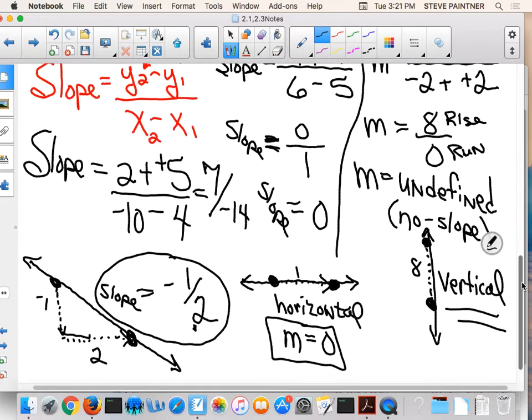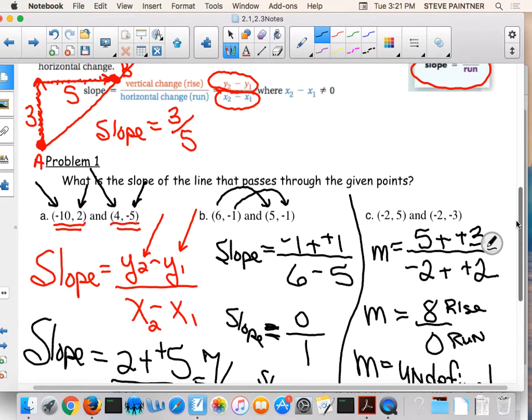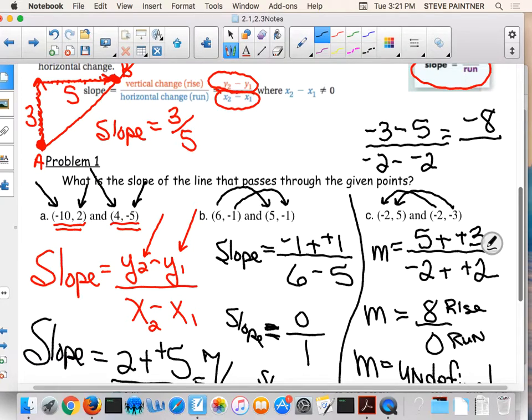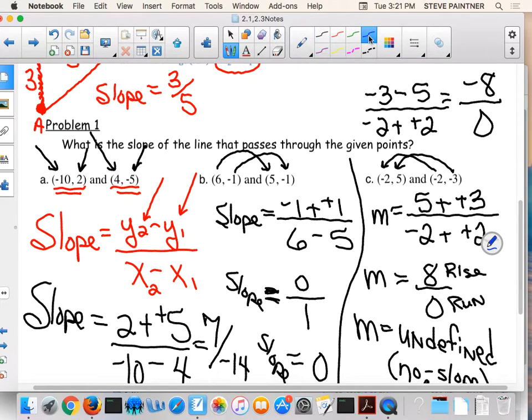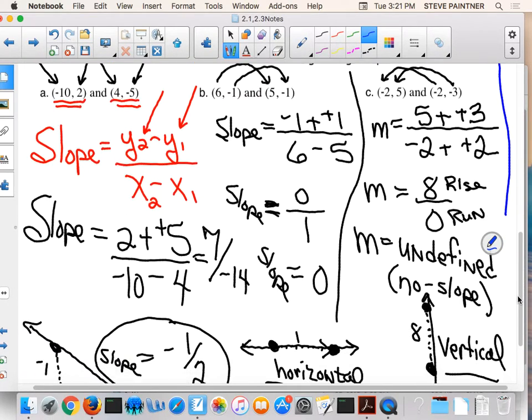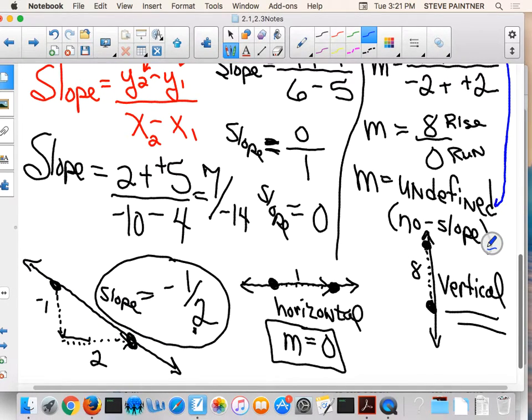Now, just so you know this, you can do this problem either way. You could have done any of these problems either way, and you would have got the same answer every time. For instance, I went 5 minus 3. I could have done negative 3 minus 5, okay? And then I could have done negative 2, take away negative 2. On top, I would have got negative 8. On the bottom, I would have got 0. Once again, negative 8 divided by 0 is still going to be undefined. So it's the same thing.